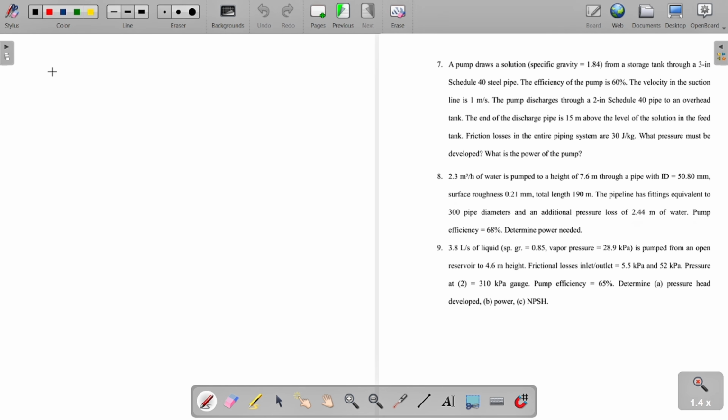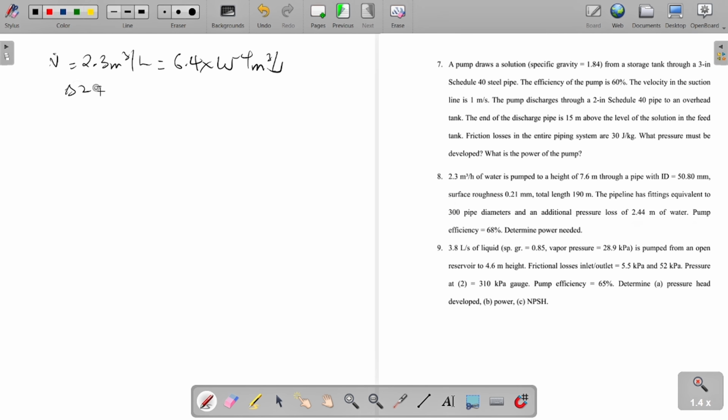Let's now tackle question 8, which is also similar to question 1. I mean question 7. The question asks us to determine the power needed to drive the pump. Here we have the volumetric flow rate of 2.3 meter cube per hour, which in per second gives us 6.4 times 10 to the power minus 4 meter cube per second. That's the volumetric flow rate.